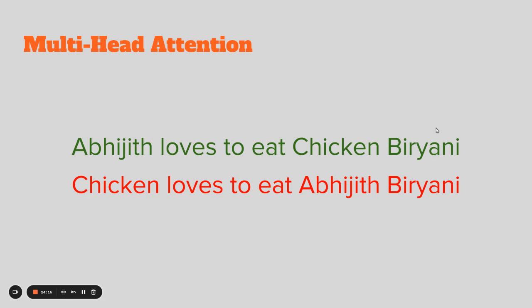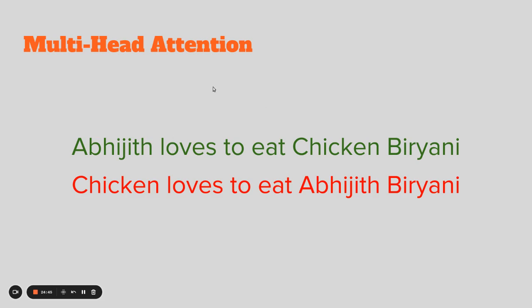Because if you're calculating the output corresponding to biryani, and it's the same in each case, then this is clearly a problem. The problem is that it's unable to attend to more than one thing. When it's calculating the output corresponding to biryani, say it is attending to Abhijit, it's attending to chicken, and you're adding all of this together, and you are losing information.